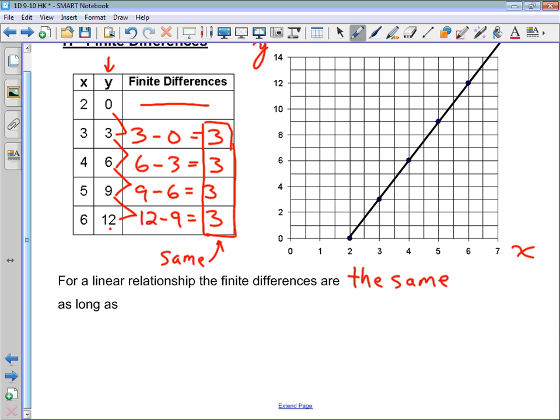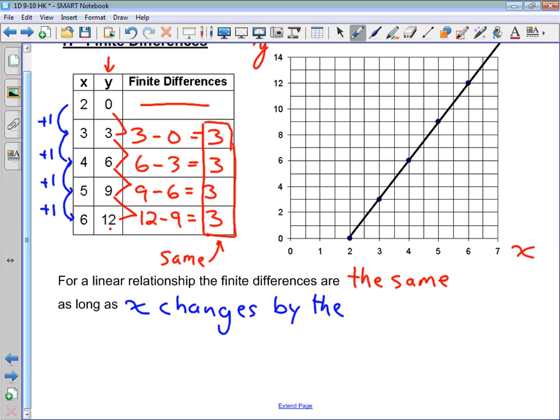There's one thing we have to note. Notice what's happening in our x values over here in our table. As we go down each row in our table, our x value is increasing by 1 each and every time. Each time x is going up by 1. As long as our x variable is changing by the same amount in each row. So, as long as x changes by the same amount in each row.